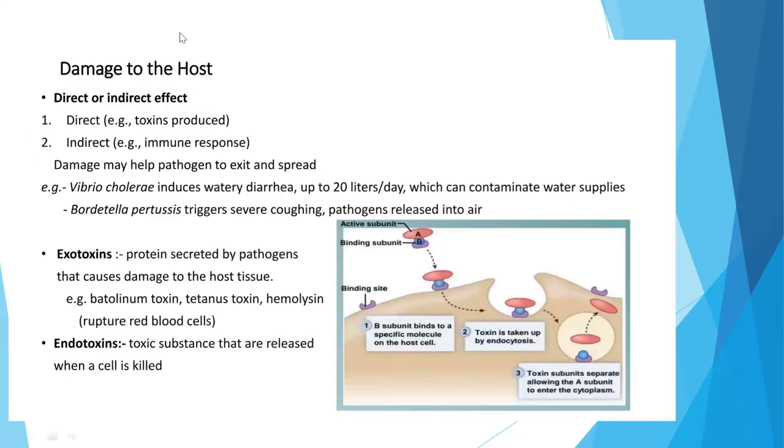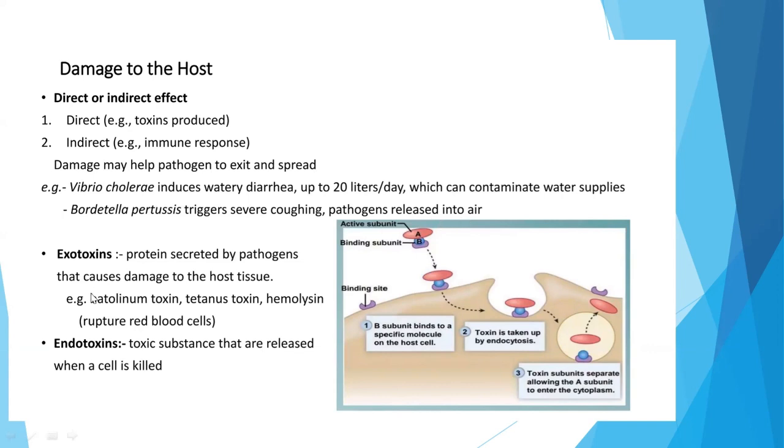After all these things, the bacteria begin to damage the host. So the damage to the host can be via direct or indirect effect. Direct is via the toxins produced and indirect is via the immune response by the host. So damage may help the pathogen to exit and spread. Example, Vibrio cholerae induces watery diarrhea up to 20 liters per day, which can contaminate water supplies, and Bordetella pertussis triggers severe coughing, and then the pathogen is released into the air.